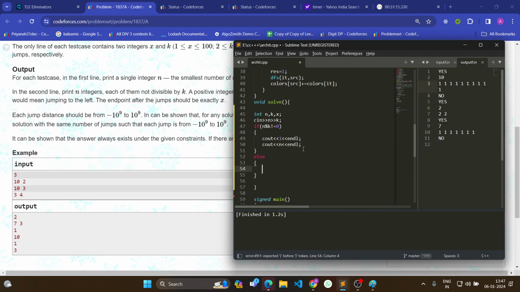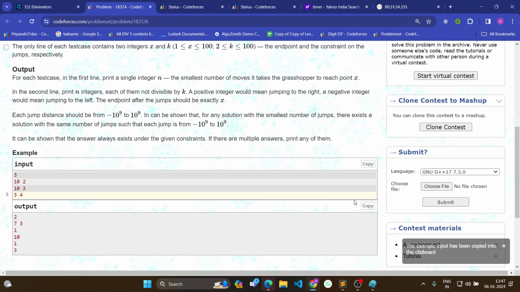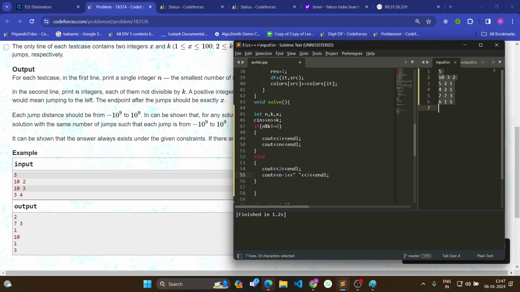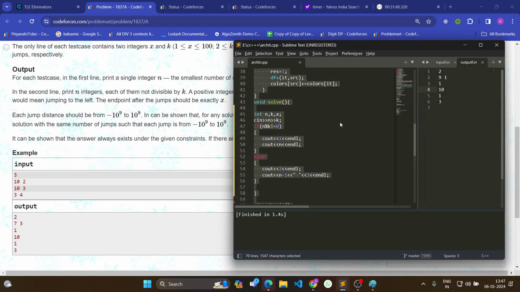Otherwise, the answer is 2, and he will jump to n minus 1, and he will jump 1. Okay, yeah, I'm sure. Okay, makes sense. Like 7 and 3 and 9 and 1 is the same thing.